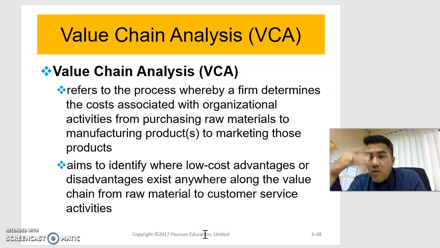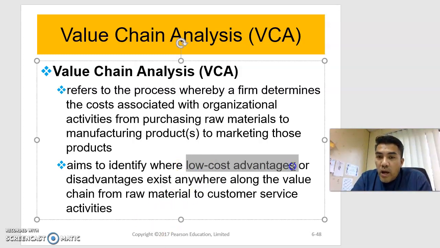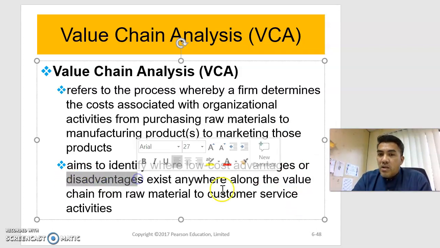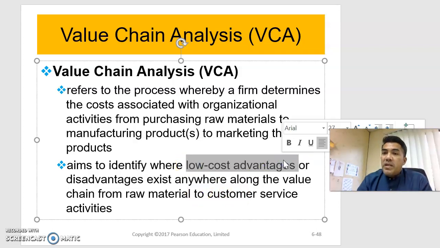From that value chain, only then can you identify where you have a low cost advantage or disadvantage as compared to your competitors. If you have identified your low cost advantage, maybe this is something that you need to protect. This is something that you need to focus on and develop.